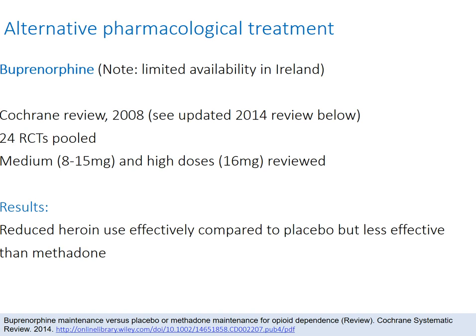An alternative to methadone as an opioid replacement is buprenorphine, but this is not widely available in Ireland. A review done in 2008 in the Cochrane Database of Systematic Reviews by Matic et al., which was updated in 2014, showed that the use of buprenorphine reduced heroin use effectively compared to placebo, but it was less effective than methadone.